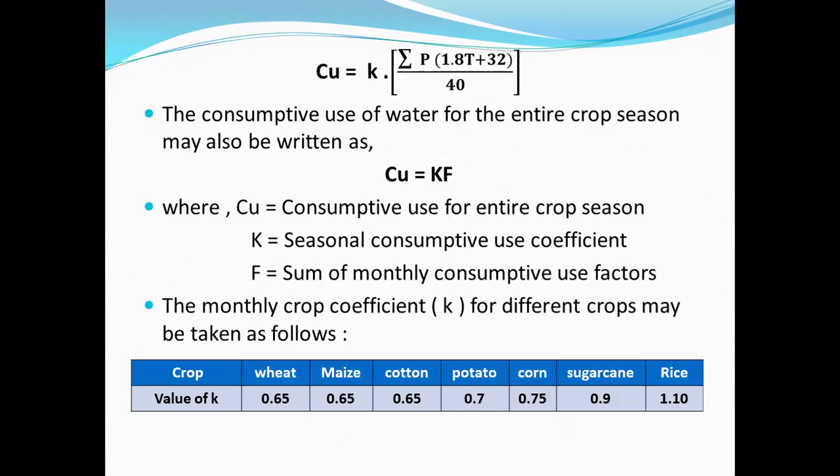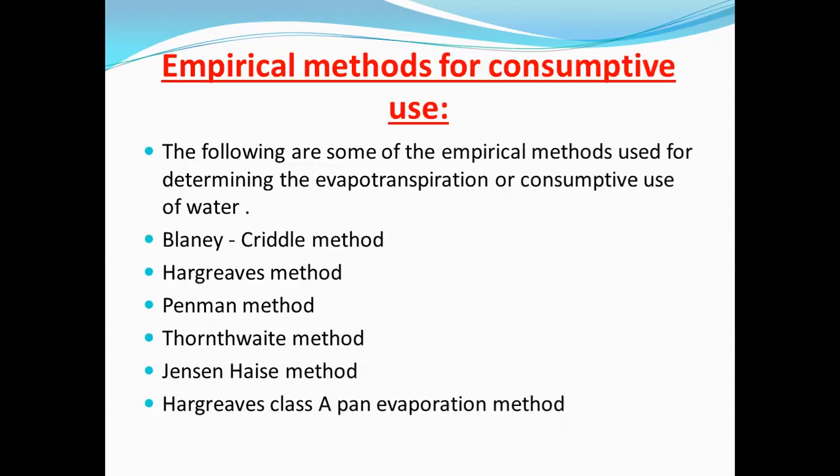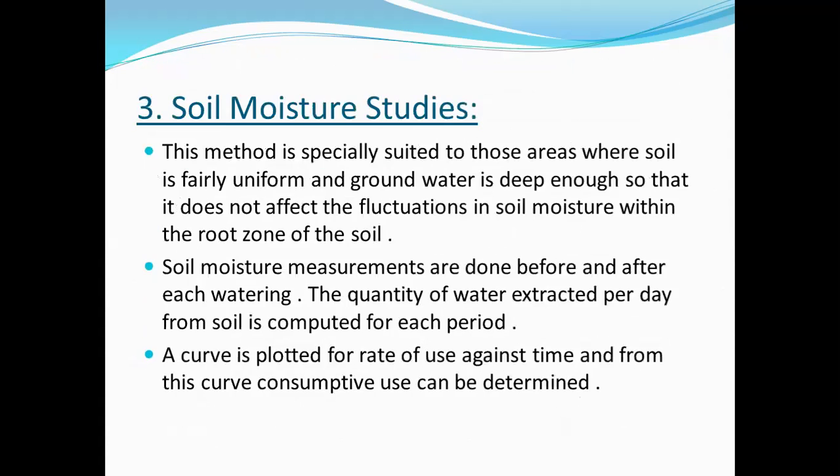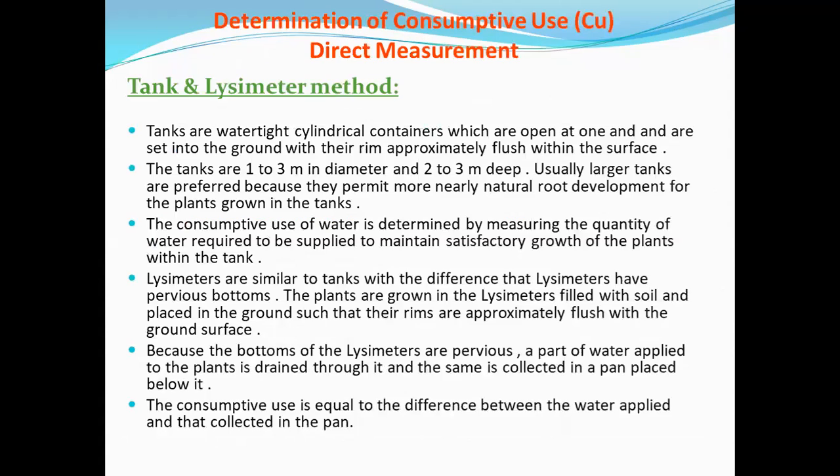Today we learned about two methods. The first is the direct measurement method, and the second is the empirical method. Both are used for finding the consumptive use, denoted by Cu.